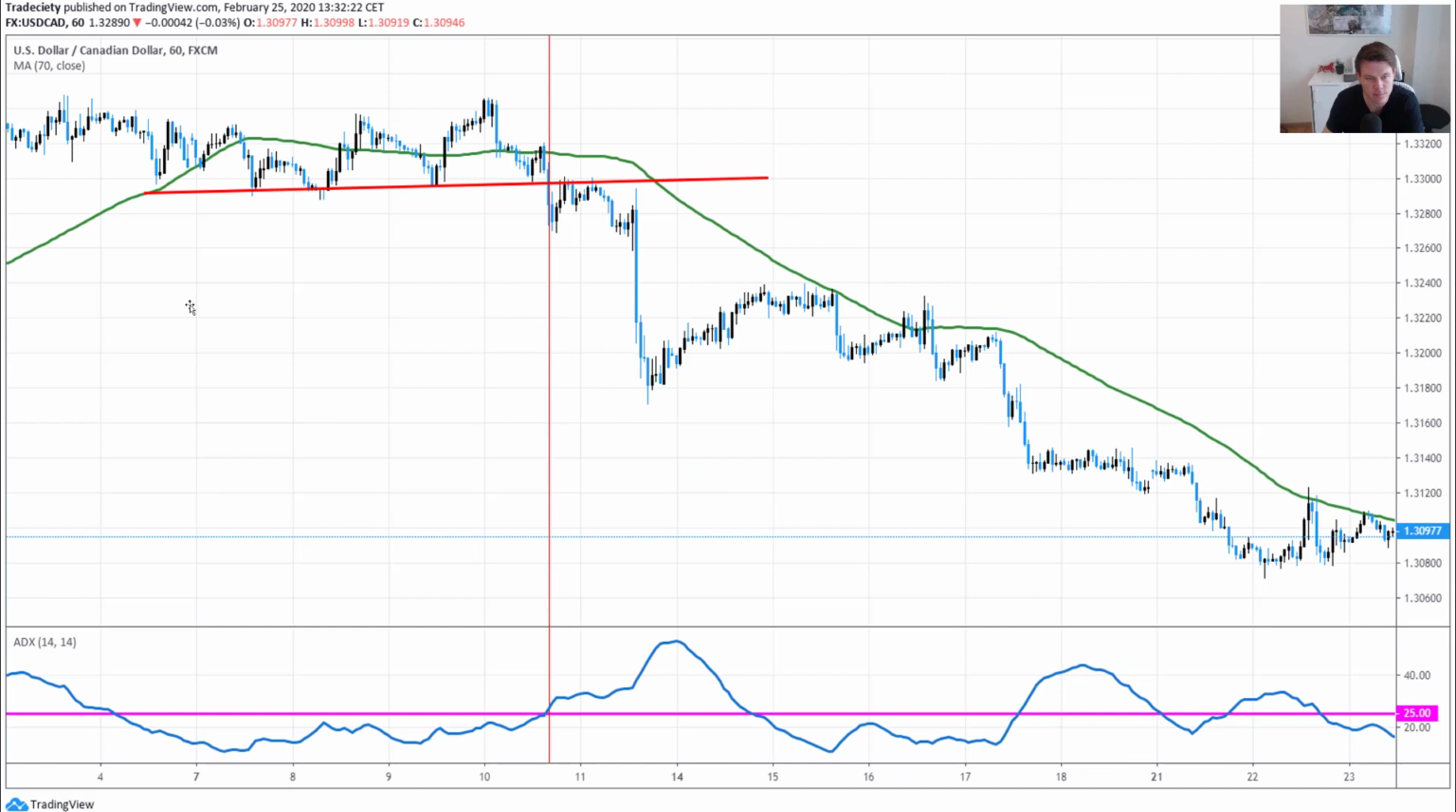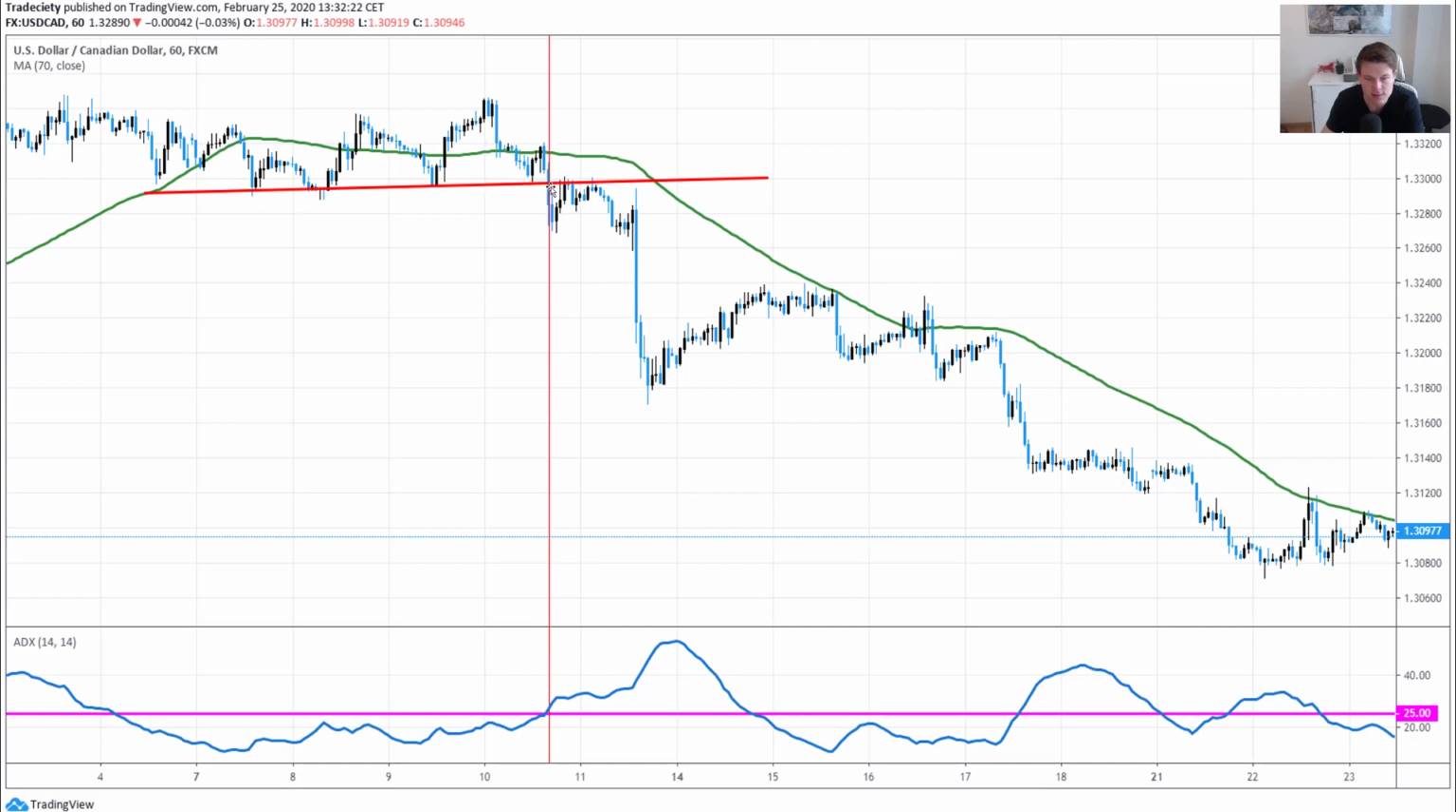Here we have another very, very interesting study. I also added a long-term moving average to the chart. And you can see here the ADX was trading well below 25 when the market was ranging sideways. So when the ADX is sideways, it means that the price is in a range, and we can clearly see that. We have a very well-defined support area here.